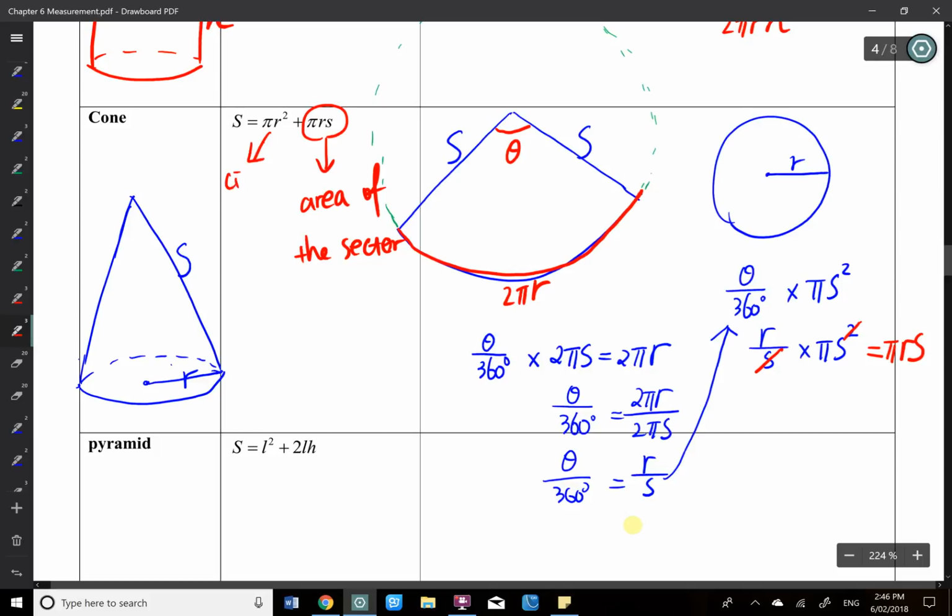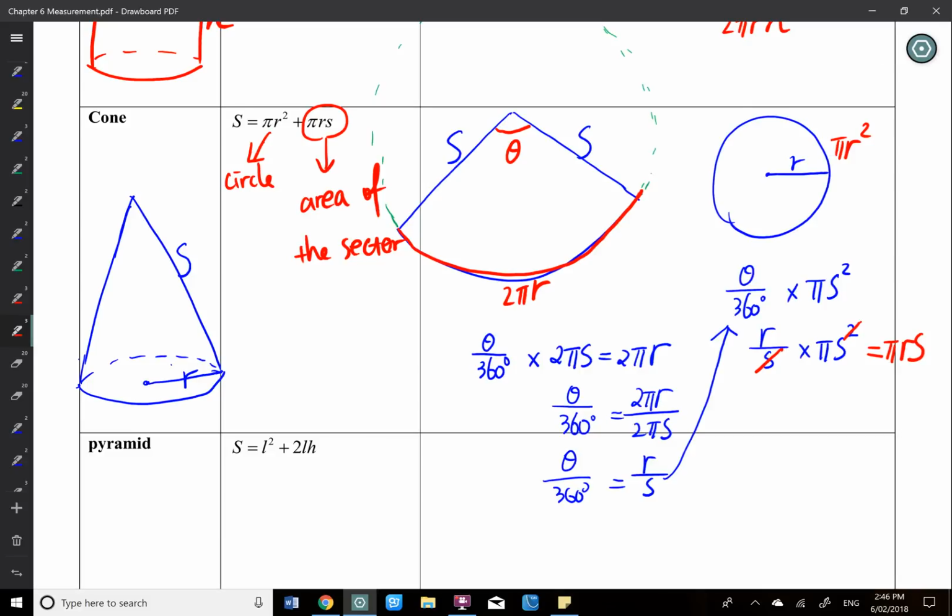This is the area of the circle. Pi r squared, very easy. That's the area for the small base circle. But for the larger sector, what we can find is pi r s. And why is it pi r s? I have explained that. We need to find the proportion first. How do we find the proportion? By using the arc length of the proportion of the circle. The proportion is r over s. And we use that same proportion, because it's still the same sector, times the area of the full circle. And that gives us the area of the sector. That's why we have pi r s here.